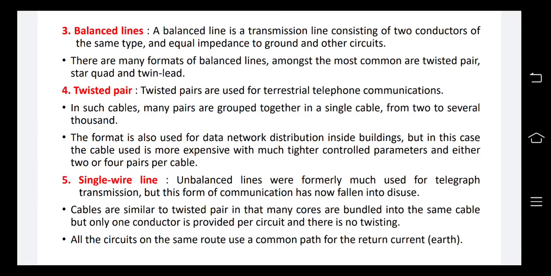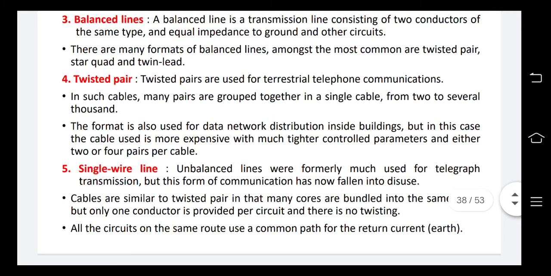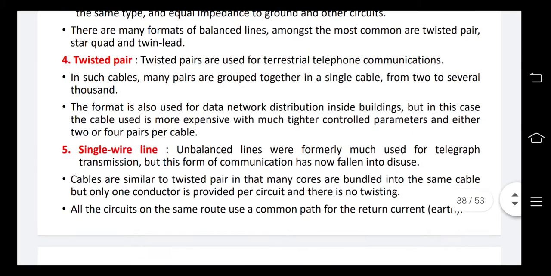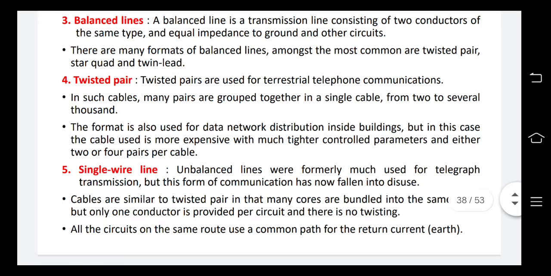The twisted pairs are used for terrestrial telephone communications, and in such cables, many pairs are grouped together in a single cable. So, from 2 to several thousands will be present in a single cable. The format is also used for data network distribution inside the buildings, but in this case, the cable used is more expensive with much tighter controlled parameters, and either 2 or 4 pairs per cable will be there.